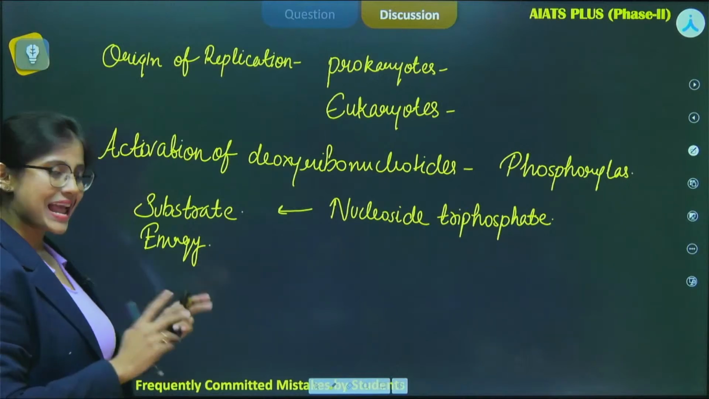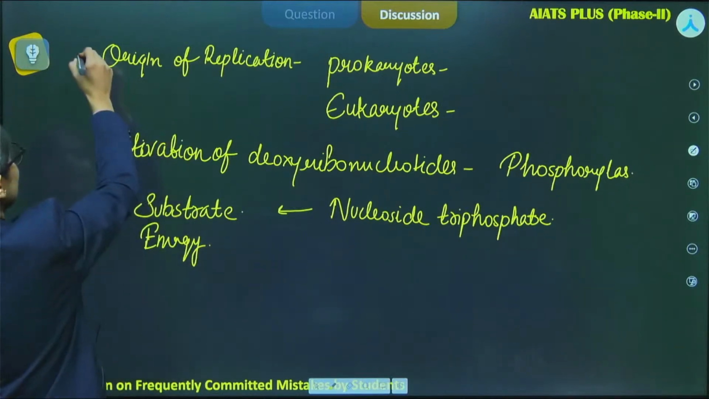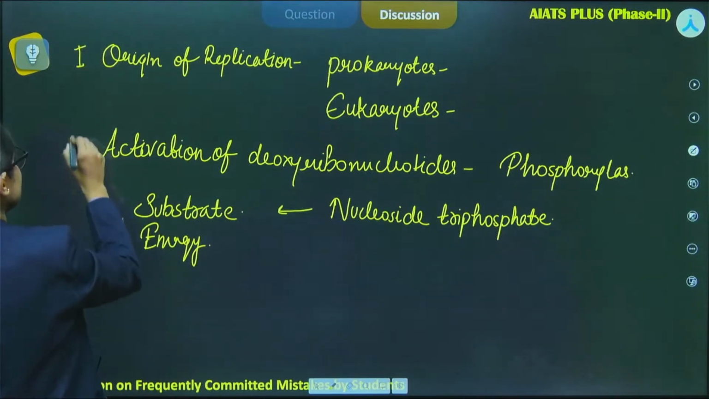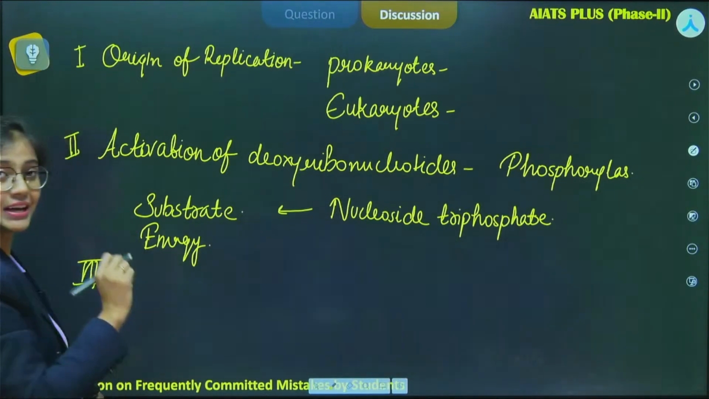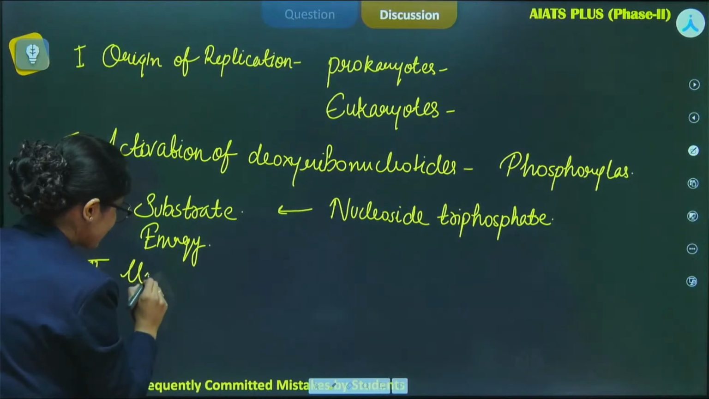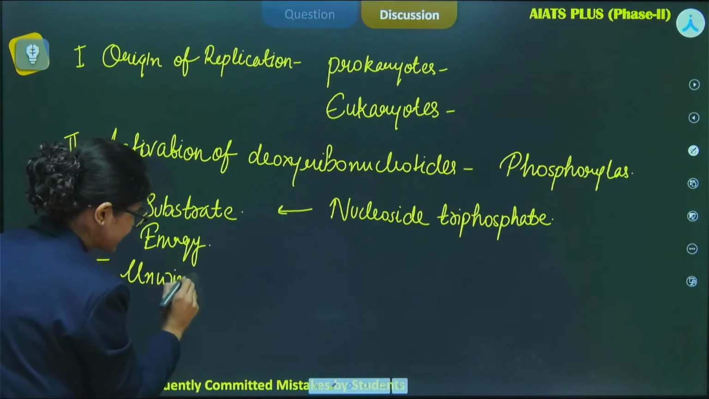Now, let's see the next step, which is, let's mark it as 1, 2, and third step, which is unwinding of DNA double helix.